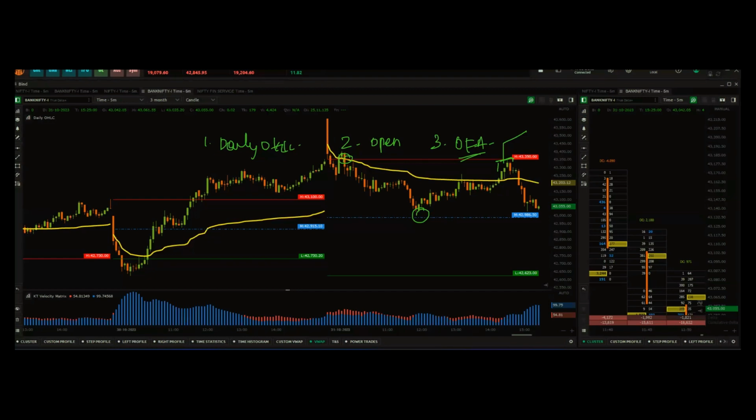Is it like a POC? No, it's not like POC. Anyone else? Any other queries? If not, then we'll move to the analysis of the next day.